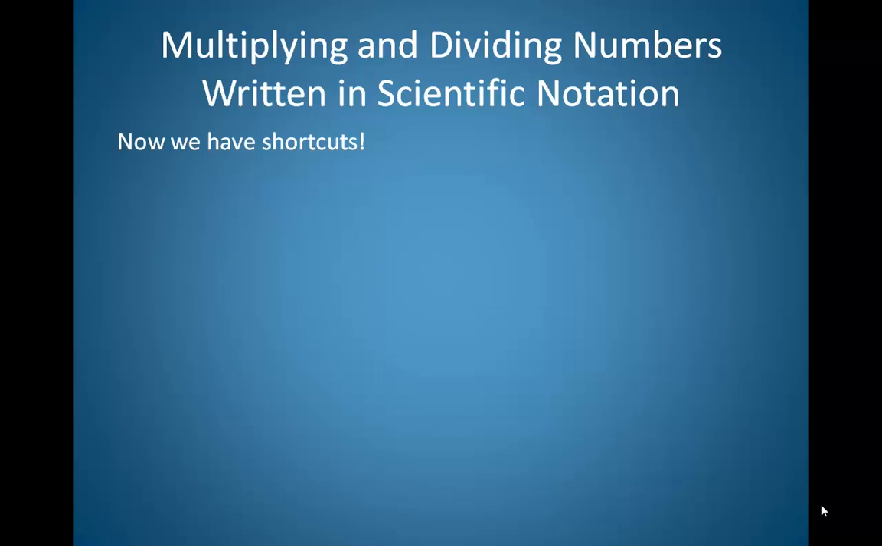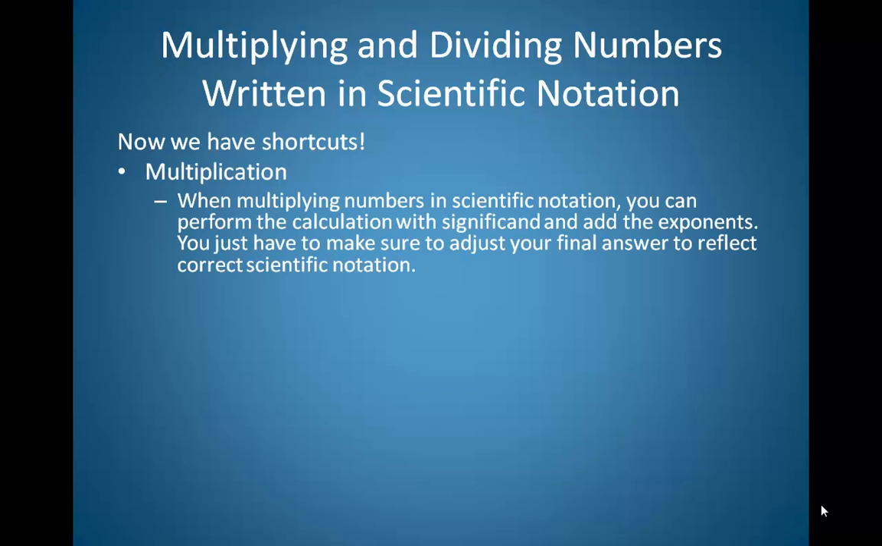Now, multiplying and dividing, we have shortcuts. When multiplying numbers in scientific notation, you can perform the calculation with the significand, so you can multiply your two significands, and then you add your exponents. The last step, you just have to make sure to adjust your final answer to reflect correct scientific notation. Remember, that means that your decimal is between the first and second non-zero digit. Not at the very front, not at the very end, but between that first and second non-zero digit.